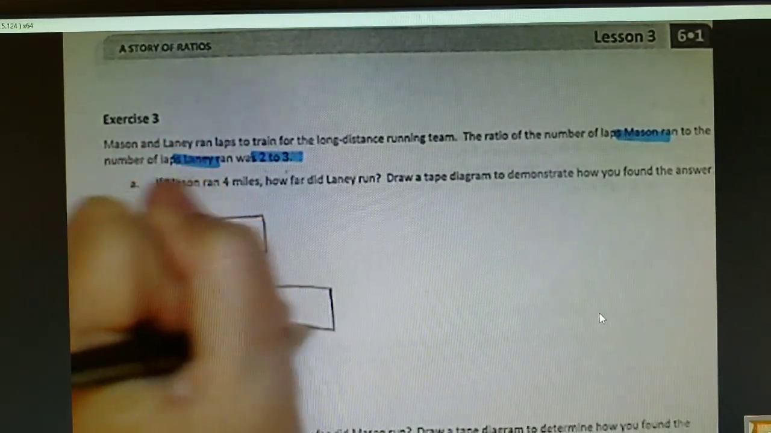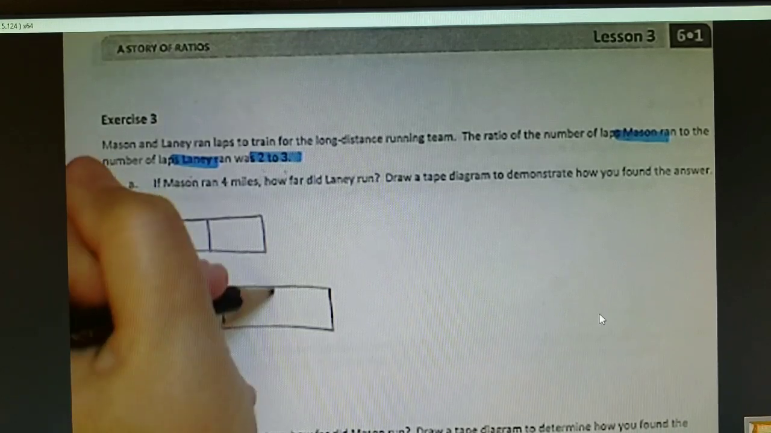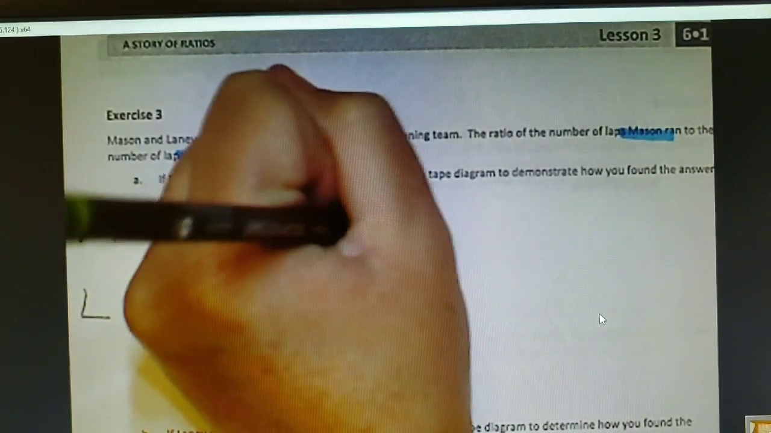Make sure that when you are making your boxes that they are equivalent in size, because this box is the same value as this box. Okay, they're worth the same amount, so we want to keep them as close to equivalent as we can so that we understand those have the same value. All right, and then if I read the problem, it says Mason ran 4 miles. Okay, this is a total. Totals go at the very end of the tape diagram, so that's going to equal 4. Like I said, it's a total. Totals always go at the end.